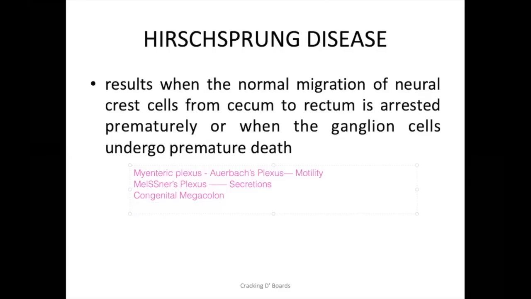Now, question. I just want to stimulate your brains before we end this module. Can you give me two conditions in adults where you would encounter your megacolon? Okay, two conditions. I see Chagas, very good. And of course, ulcerative colitis. So one is Chagas disease. Next is ulcerative colitis. So what happens when these plexus undergo premature death, you're going to develop a megacolon, okay?